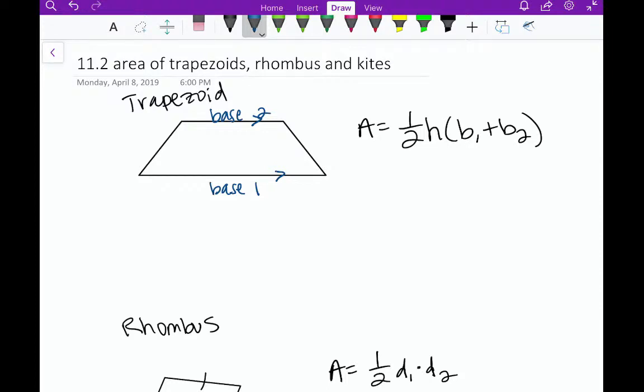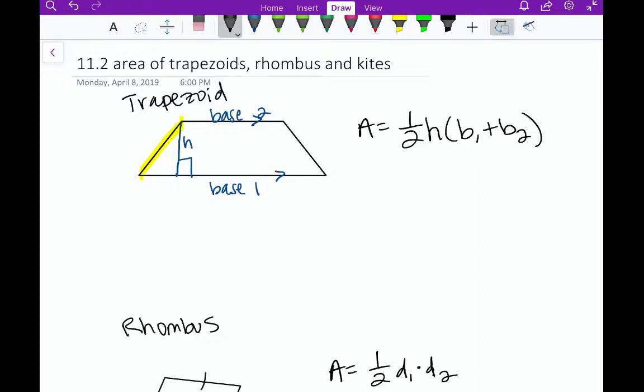The height of the trapezoid is no different than the height of a parallelogram in that it must be perpendicular to one of the bases through the other base. So that is going to be your height. Again, you will not use this as the height because it is not perpendicular.